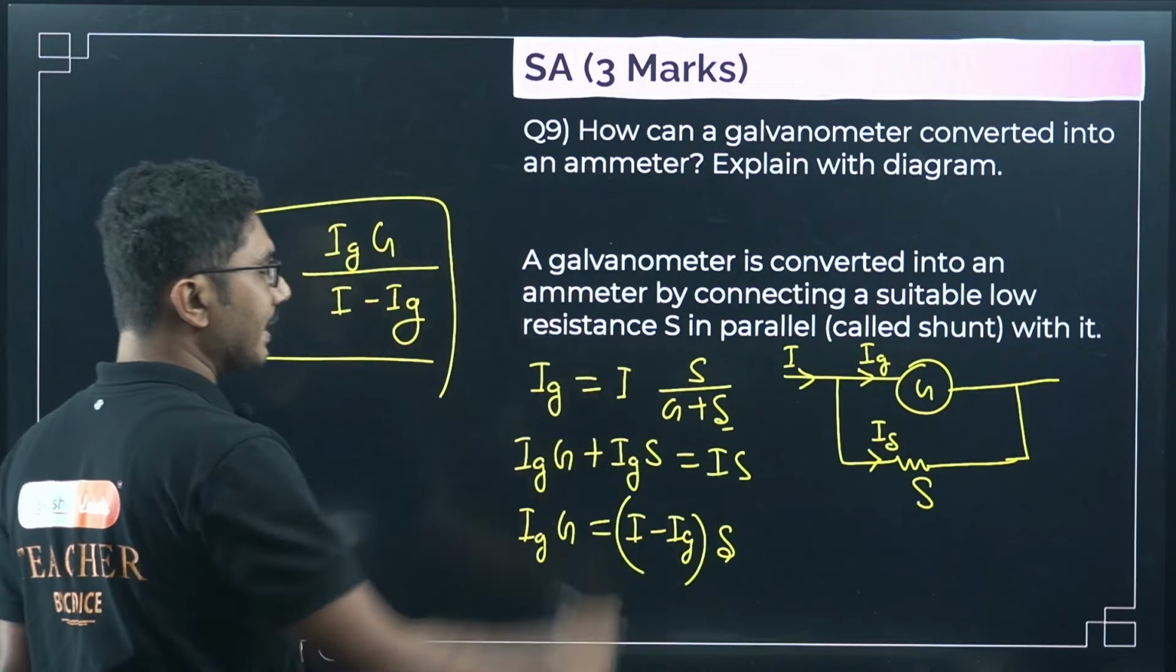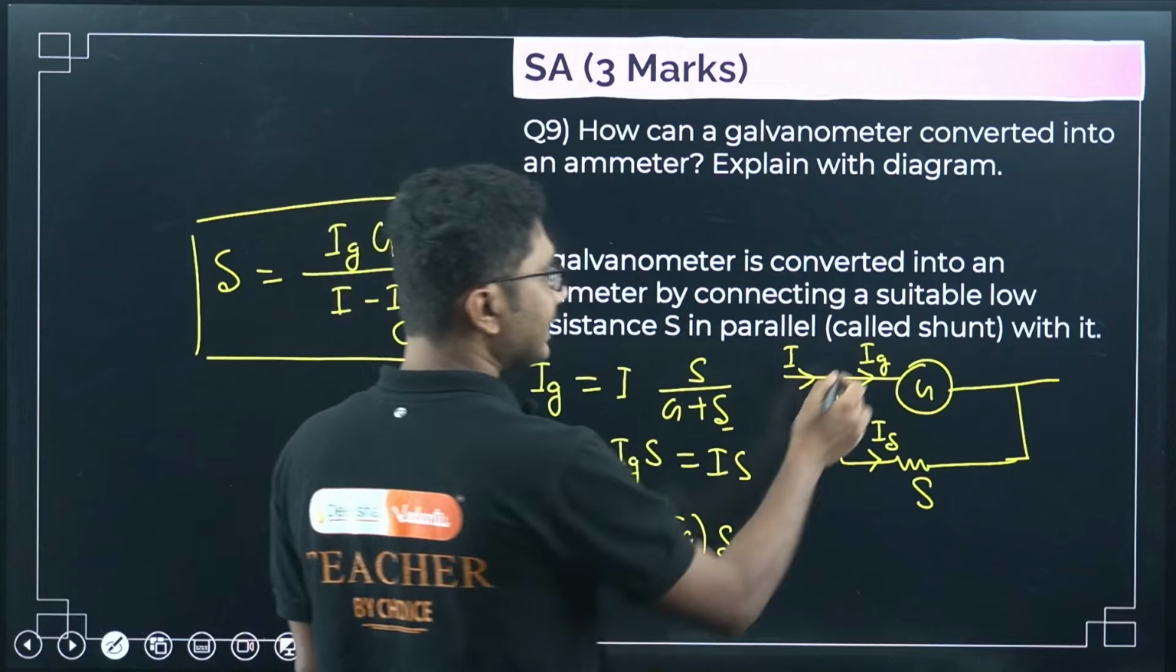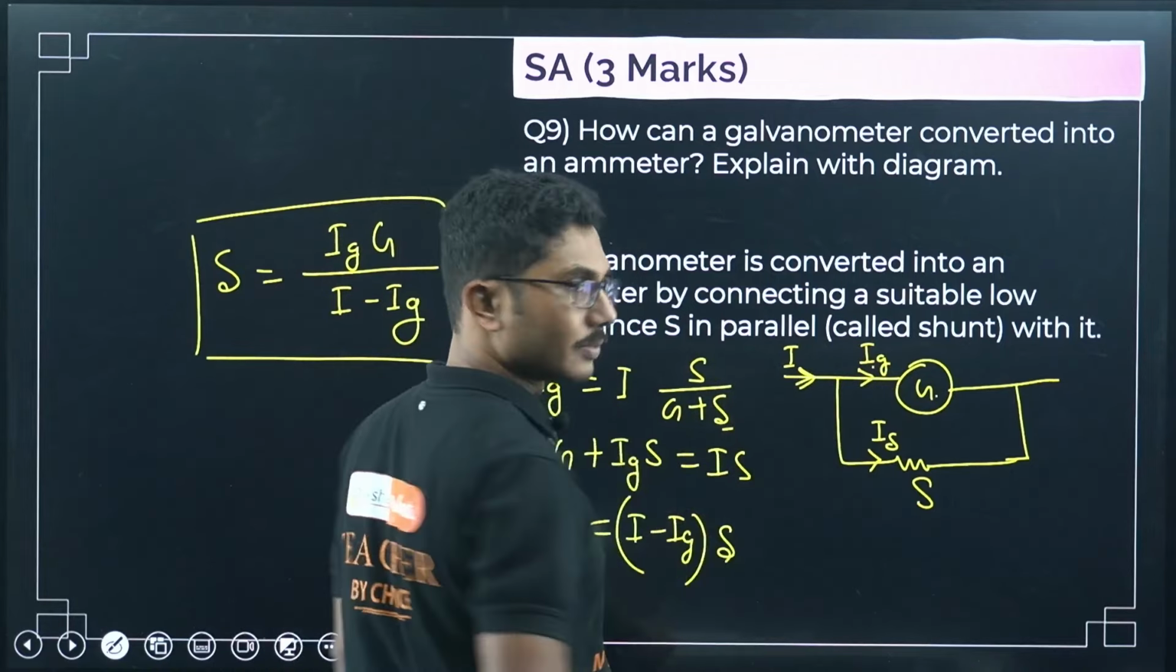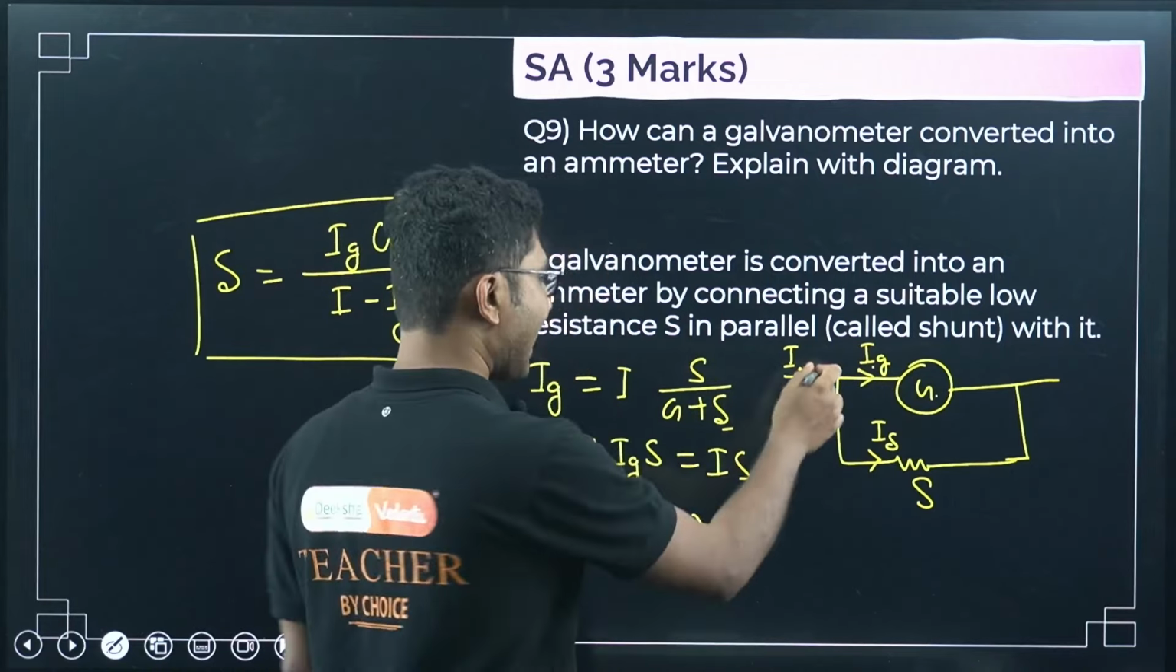Now how have I written this? Ig is current through galvanometer, equal to total current I times, for the current you are measuring through the galvanometer, the first resistance should be the opposite one. That's how you can remember. S divided by the total resistance, G plus S.